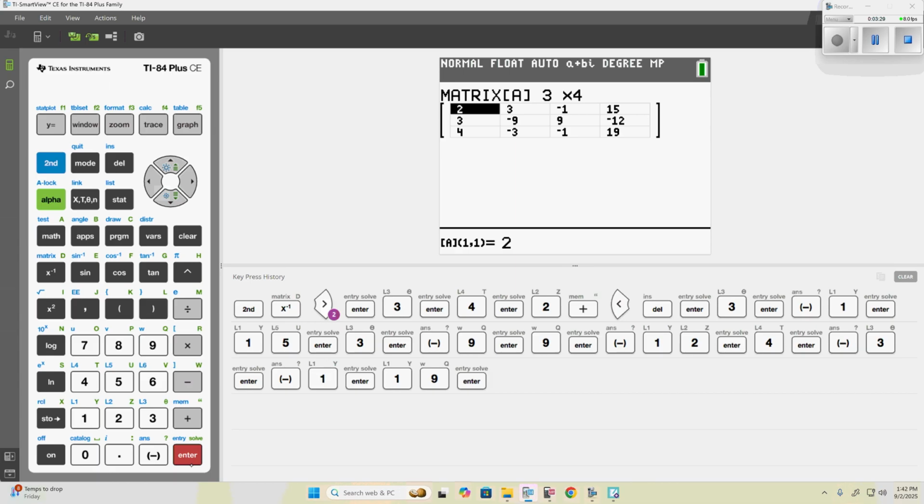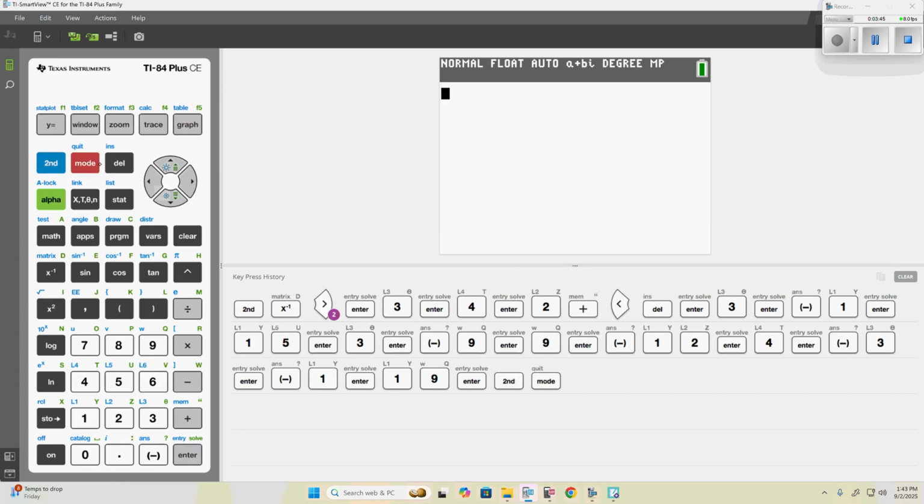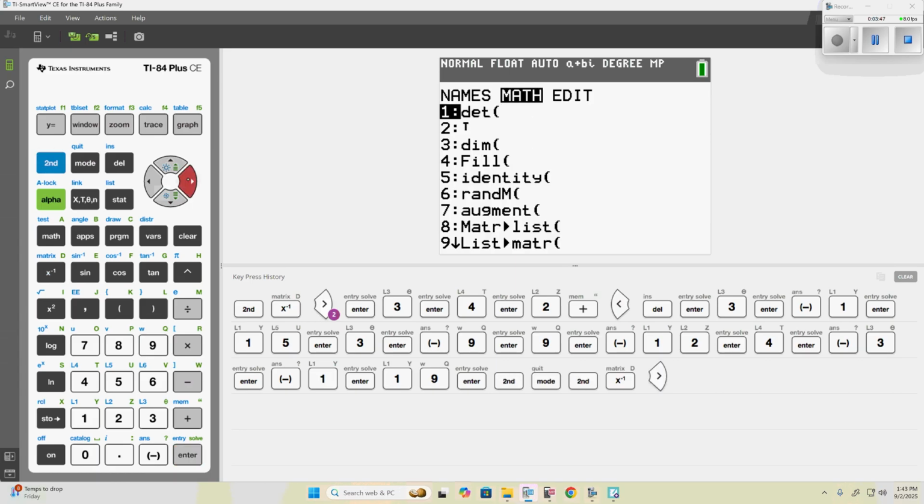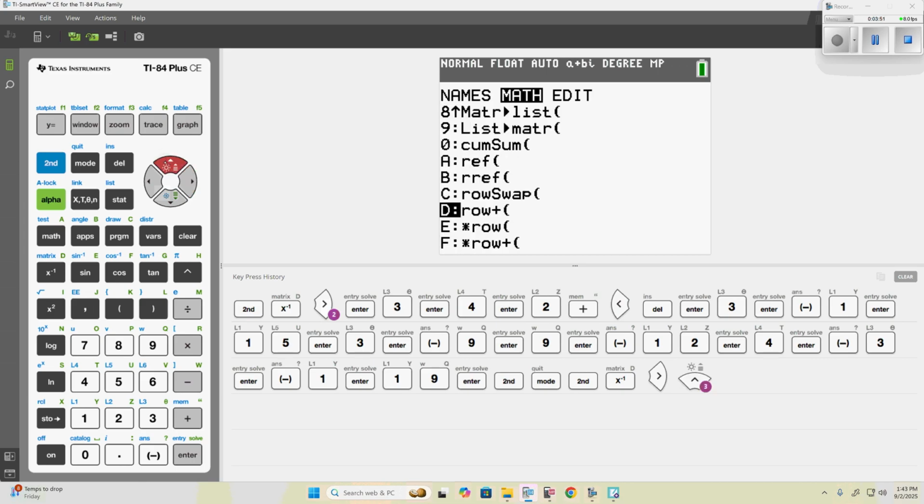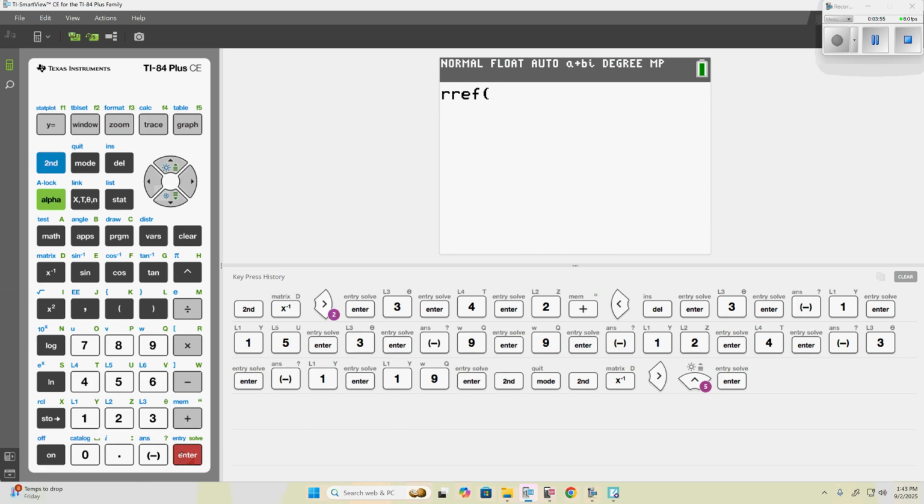Once you get it typed in, second quit, second mode. Second matrix. Yeah, we're redoing this one. So if we got it typed in, we go second quit, second mode. Then we go second matrix. This time we're going to go over 1. Now you can scroll up or down, but we want to find REF. Once you find it, hit enter.